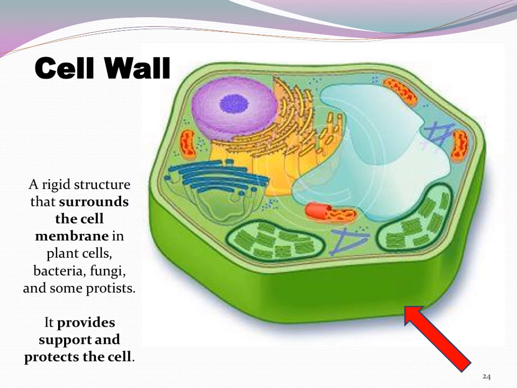This plant cell has a very rigid cell wall surrounding its cell membrane. It provides support and protection for the cell, though it does not control what goes in and out of the cell itself. That's the job of the cell membrane.